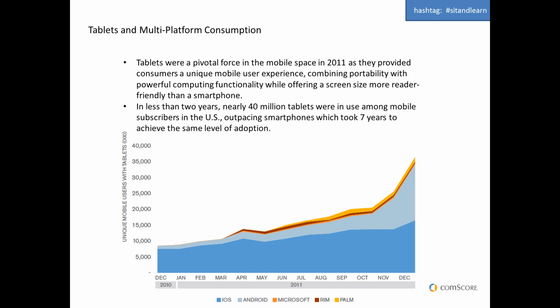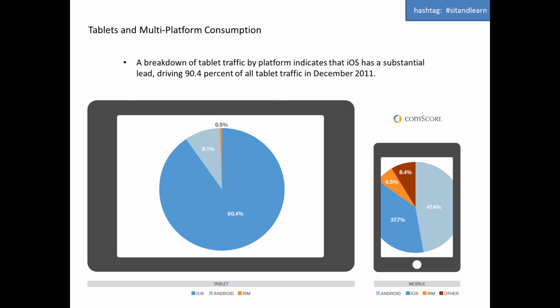So here we're looking at 40 million tablets in use among mobile subscribers in the US, outpacing smartphones, which took 7 years, and I mentioned that just a moment ago when we first started. So that's great information. I wanted to bring that up. So, tablets and multi-platform consumption. A breakdown of tablet traffic by platform indicates that Apple has a substantial lead, driving 90.4% of all tablet traffic in December of 2011.